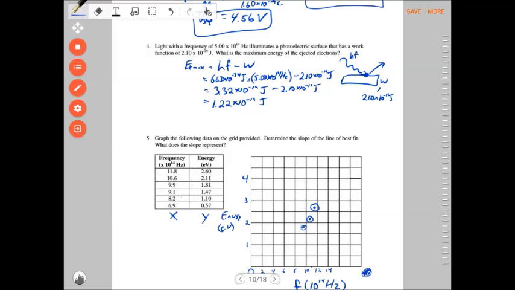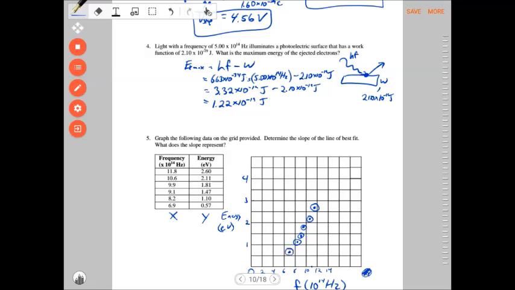Okay, 9.1 and 1.47, so that's just kind of there-ish. Okay, 8.2 and 1.1, it's kind of in there. And 6.9, so that's almost 7, so almost halfway in there, and 0.57, so that's 0.5. 0.57, so kind of in there-ish.